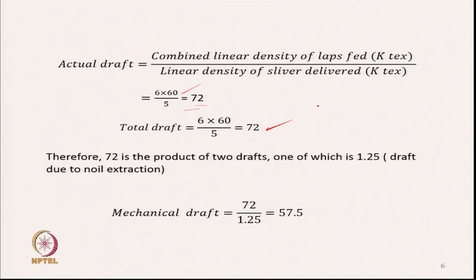Okay. So, out of the 72 total actual draft that we get, the draft due to noil extraction was 1.25, which will be constant for all the heads, because all the heads we have set in such a way that we extract 20% from each and every head. So, the mechanical draft in the machine, therefore, we can estimate from this value without going through the calculation of the rotational speed of the gears. Therefore, we can write that the mechanical draft must be 72 by 1.25, that is going to be 57.5.